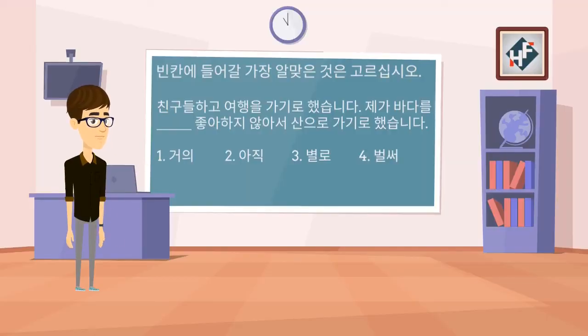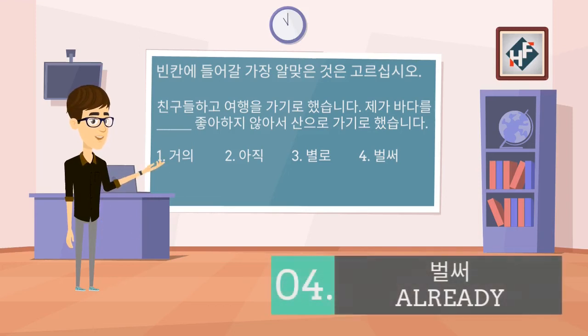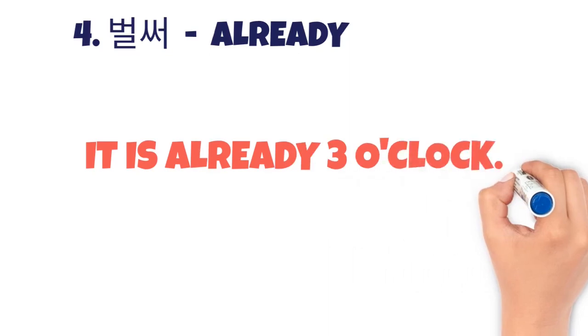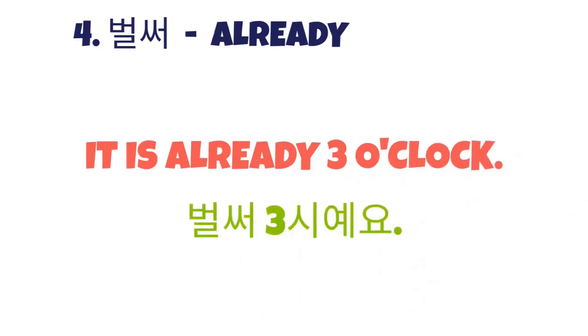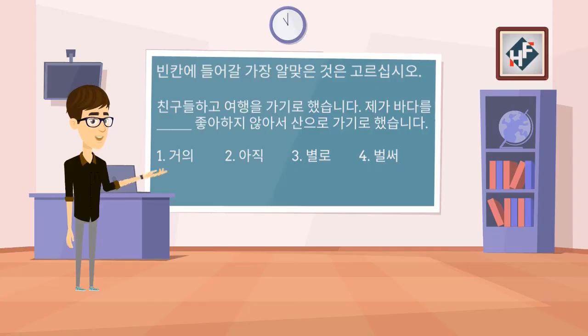And last but not the least guys is yung number 4, 벌써. Okay, 벌써. So this one guys, this is easy. It's just already. Okay, already. As in, already. For example, guys, it is already 3 o'clock. 벌써 3시예요. Okay? But then, guys, there is another word for already, and that is 이미.